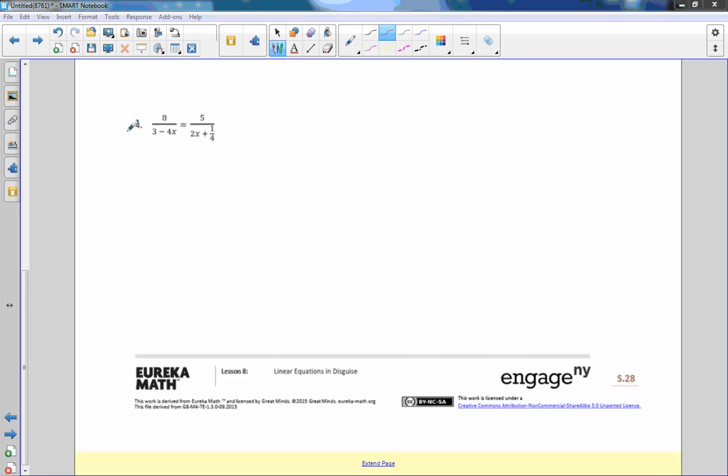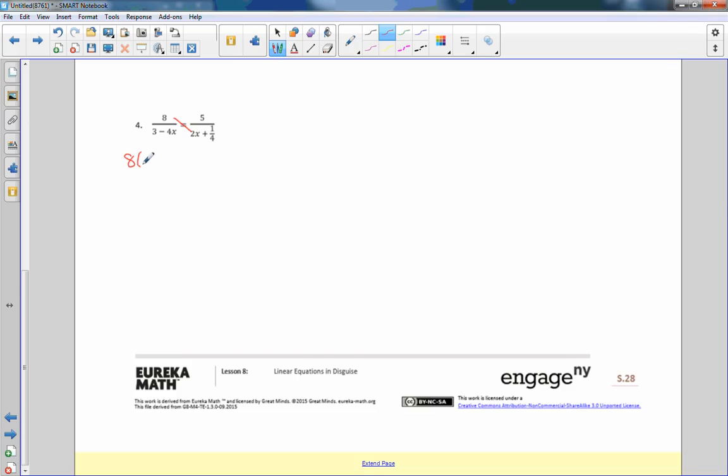Okay, here's number 4. It's just repetition. We're just practicing. So I don't care which way you cross multiply. You can do 8 times this first. You can do 5 times this first. As long as you're cross multiplying, top left, bottom right, it doesn't matter, as long as you go diagonally across.